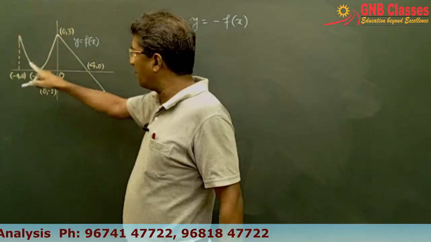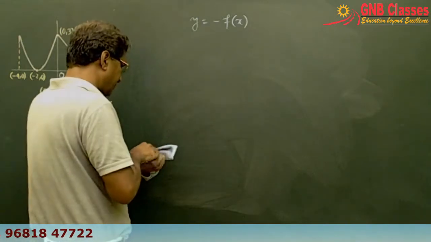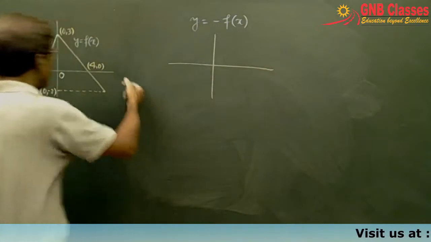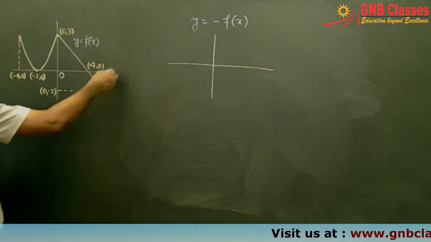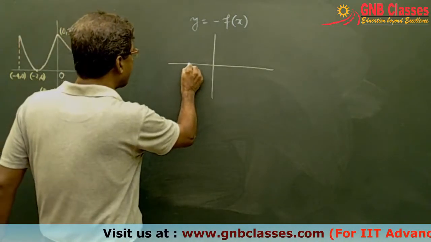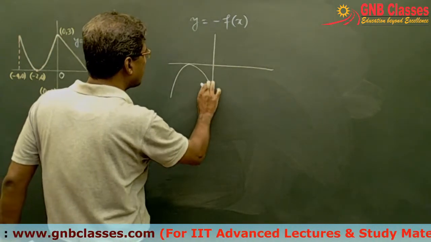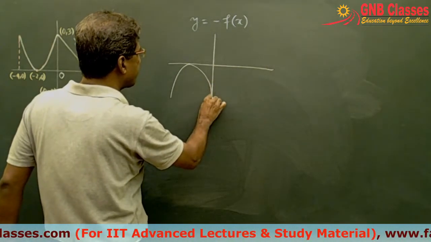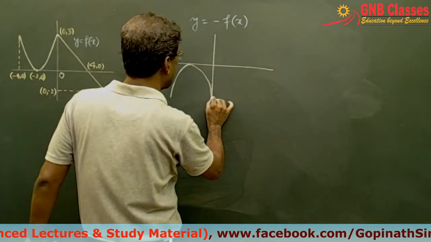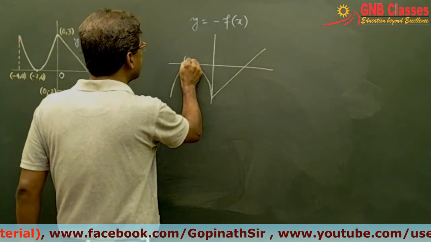rotate this curve about the x-axis by 180 degree, the curve will look something like this. And that will be the transformed graph of y equals minus of f(x). You are rotating the curve about the x-axis by 180 degree. So what you are getting? So this point is minus 2, 0.